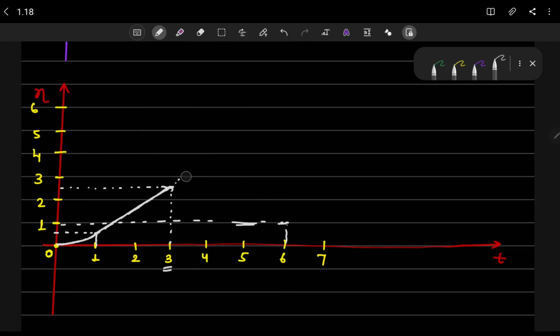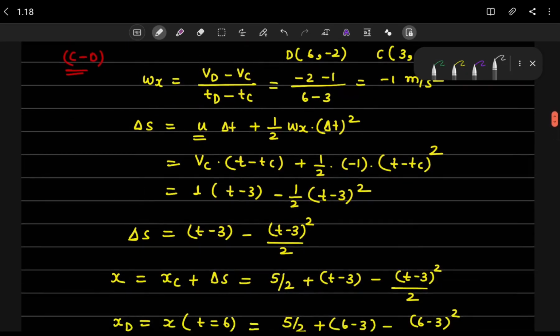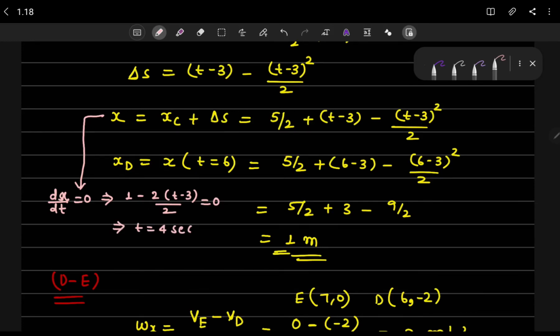So let us find out what is the time at which it is attaining the maximum value. So let us go to the region of C to D. So in the region of C to D, if we see this particular x, and if we differentiate, dx upon dt is equal to 0, we will get 1 minus 2 times t minus 3 by 2 is equal to 0. So from here we will get t is equal to 4 seconds. So t is equal to 4 seconds at which we will get the maximum value of the position.